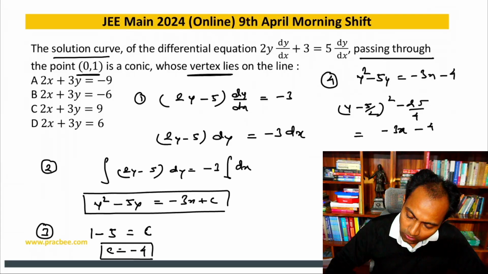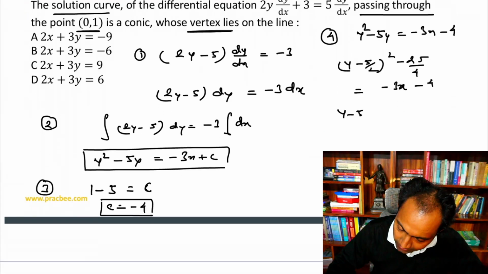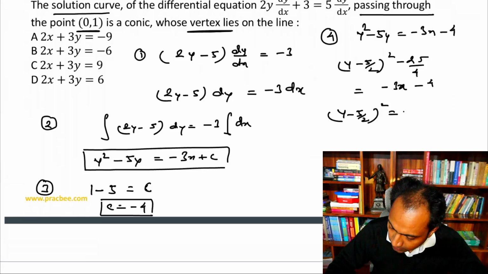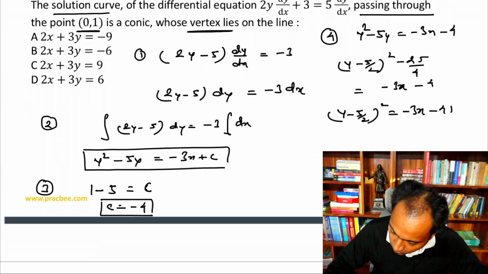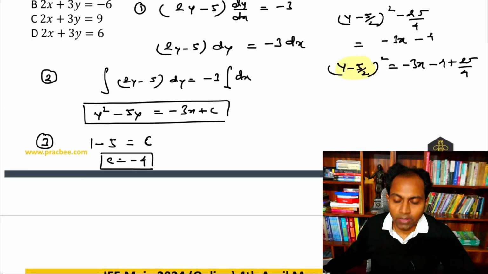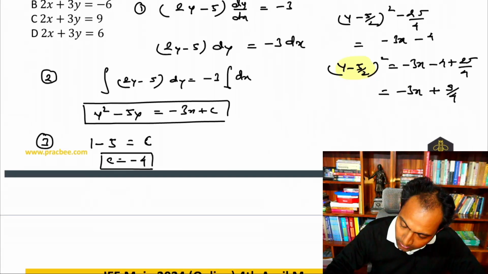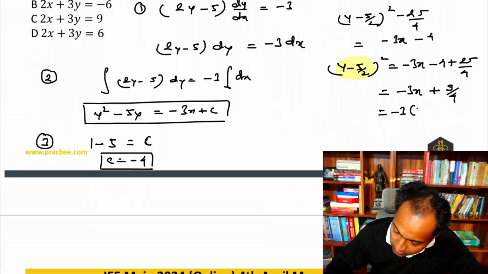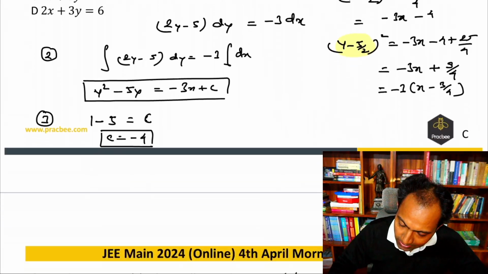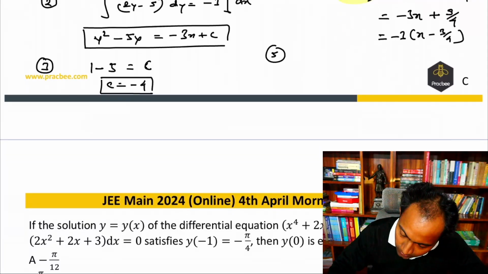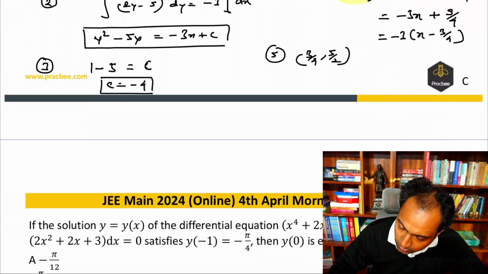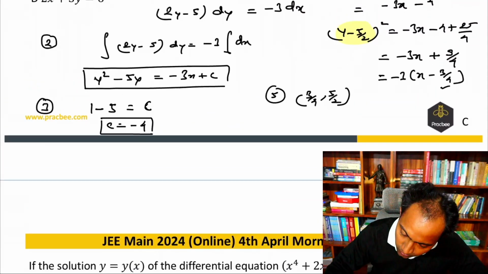And if I take everything on the right hand side, let us see what we get. So (y minus 5 by 2) whole square will be equal to minus 3x minus 4 plus 25 by 4. If I simplify this, it comes out to be nothing but minus 3x plus 9 by 4. And if I take minus 3 common, this becomes (x minus 3 by 4). So now if I look at the vertex in the fifth step, the vertex comes out to be (3 by 4, 5 by 2). 3 by 4 is coming from this part and 5 by 2 is coming from this part.